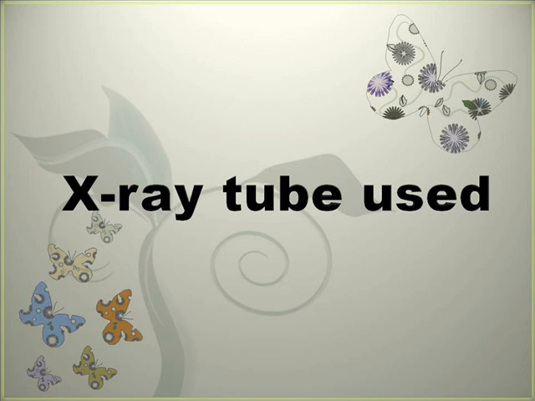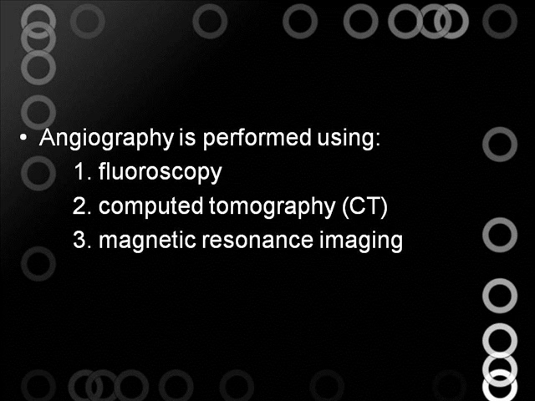Next, we will move on to the X-ray tube use. Angiography can be used in three types of machines. First is fluoroscopy, second computed tomography, and third is magnetic resonance imaging. I will be explaining about fluoroscopy and computed tomography because magnetic resonance imaging doesn't involve X-ray much.